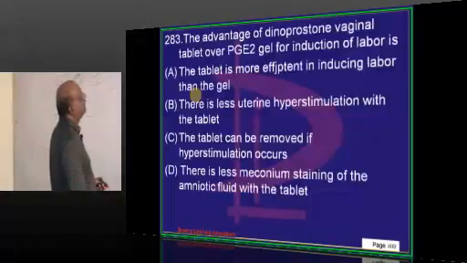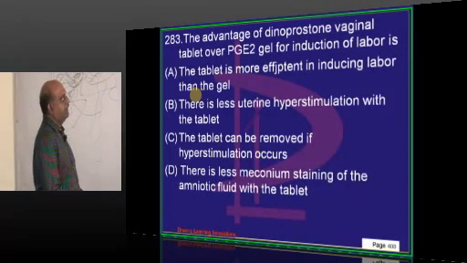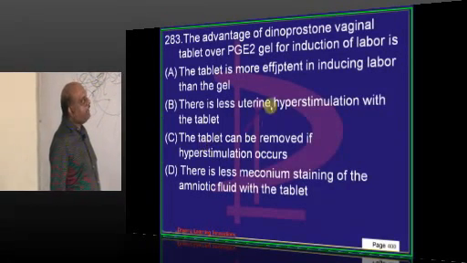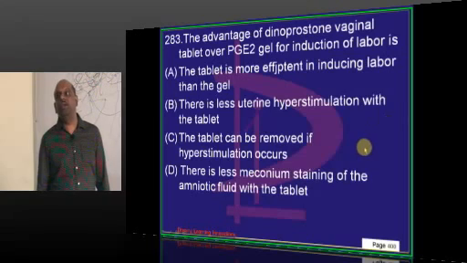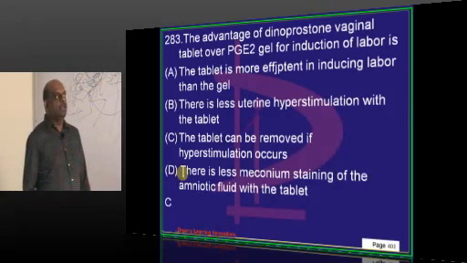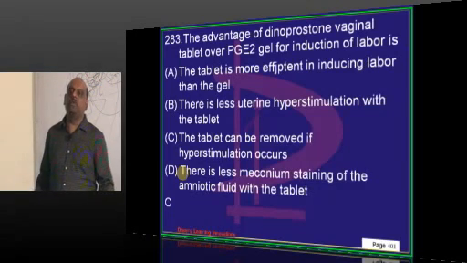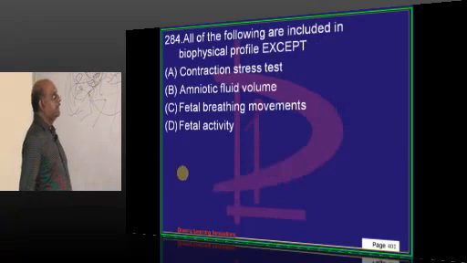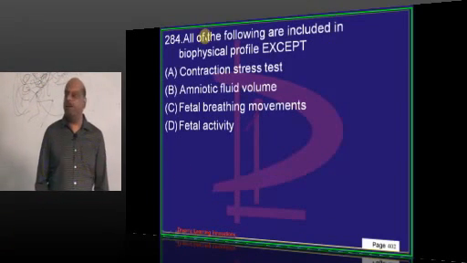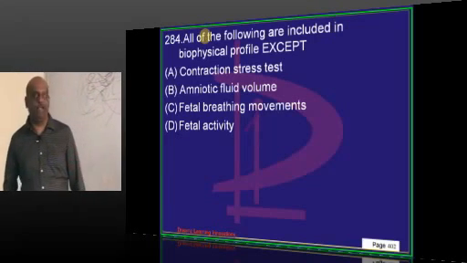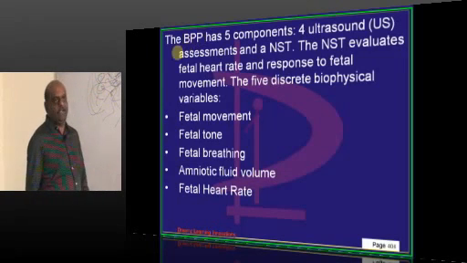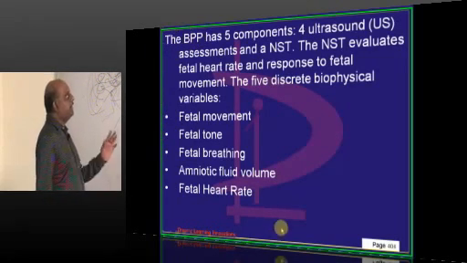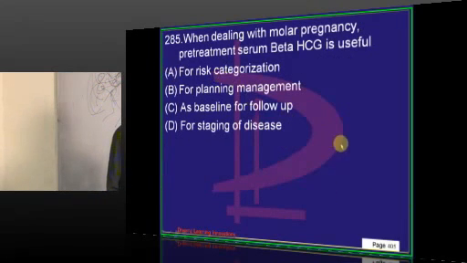Then what is the advantage of a PGE2 gel versus a vaginal tablet to induce labor? If there is any hyperstimulation, then you can always remove it if it is a tablet, right? Simple. Then what is included in the biophysical profile? Amniotic fluid volume, fetal movement, fetal tone, fetal breathing, fetal heart rate, they are the ones which come under the BPP, which has got 5 components.